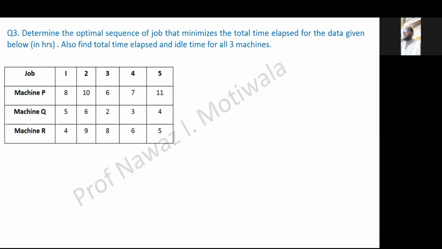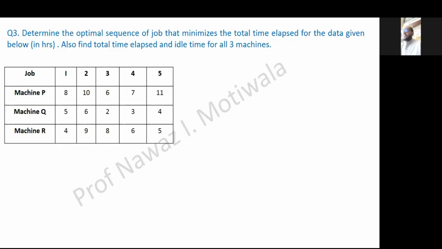Now what is Johnson's algorithm? Johnson's algorithm says that if there are 2 machines and n number of jobs are to be processed, select the minimum number from the matrix. If it is on machine 1, place it on left side. If it is on machine 2, place it on right side. But what happens if 3 machines are there?